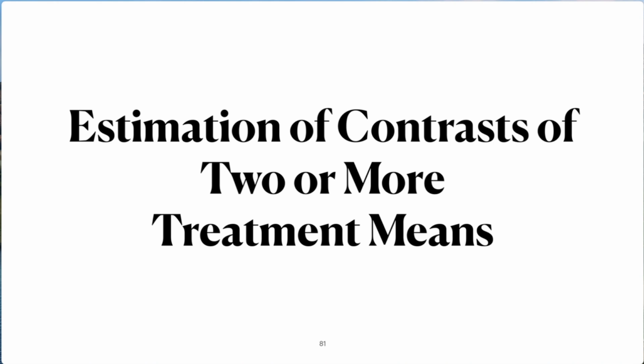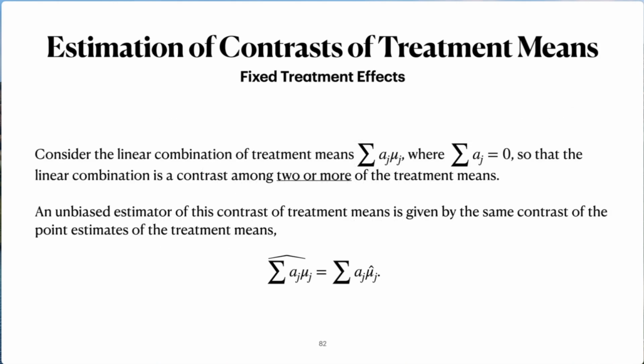All right, we continue on here with estimation of contrasts of two or more treatment means. Consider the linear combination of treatment means given by the sum, j going from 1 to t, of a sub j times mu sub j, where the a's are the coefficients we're multiplying against the treatment means that define the linear combination. I'm not showing the indices of summation just to keep things less cluttered on the screen. We're looking specifically at situations where the sum of those coefficients, the sum of the a sub j's, is equal to 0. What that implies is that the linear combination is a contrast of two or more of the treatment means.